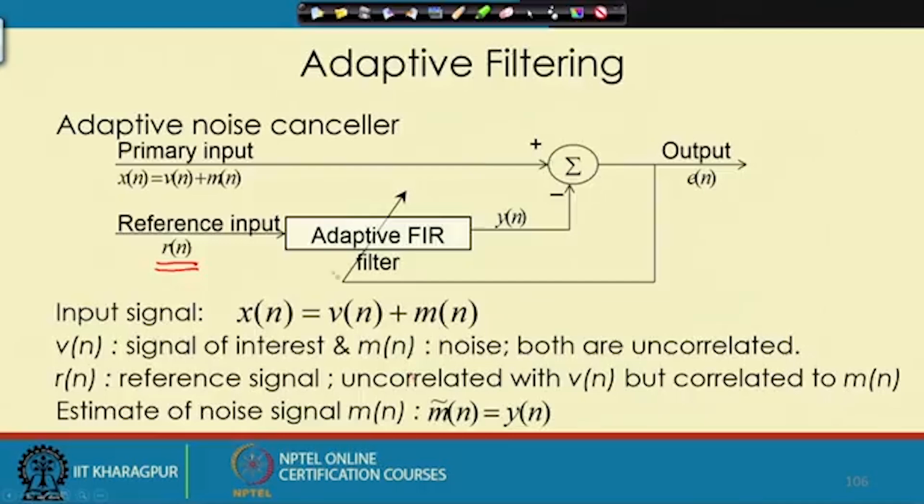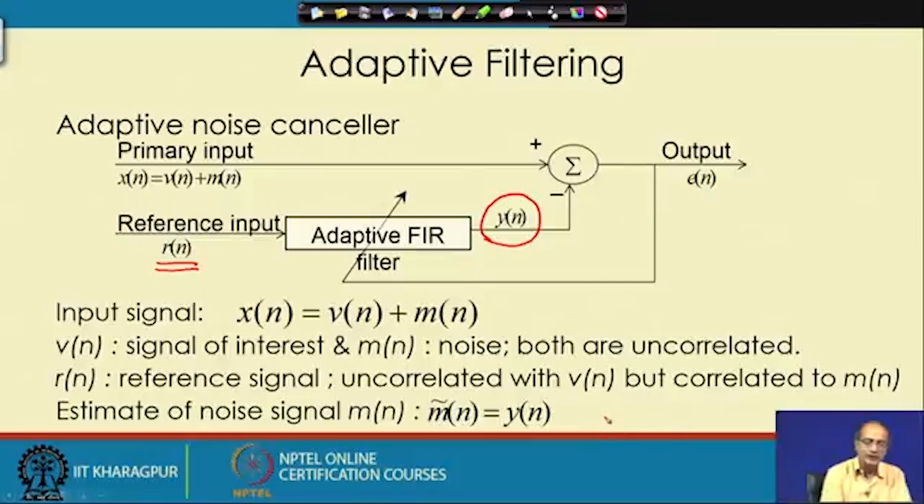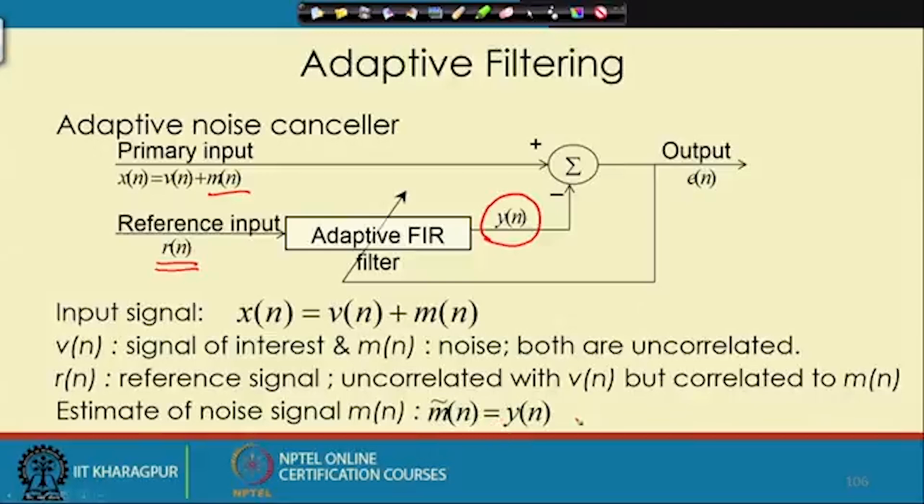And then, this reference input which is correlated with the noise can be passed through an adaptive IIR filter, and we can synthesize something called y[n], which would be an estimate of this noise m[n]. So, if we subtract this from the observed signal, we expect that we get somewhat closer to the signal of interest, v[n].